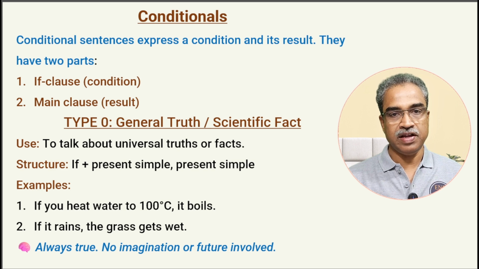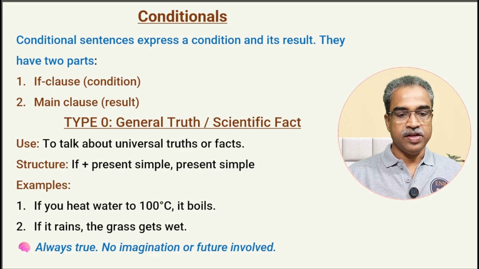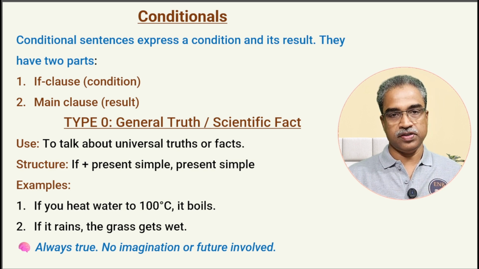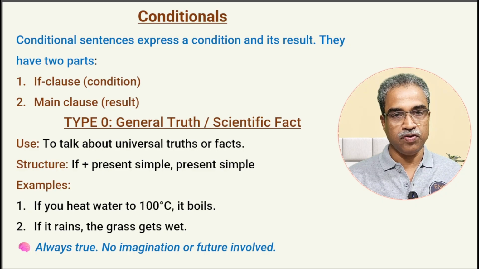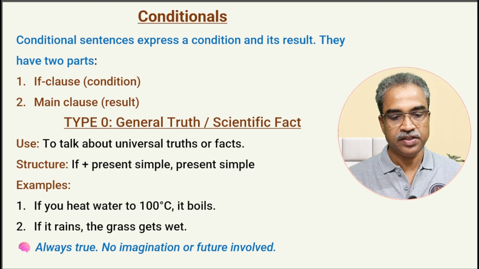In the examples, I will explain again. So we have two clauses. One is the if clause. The if clause is mostly going to be conditional clauses. If something happens, then something will be the result. That is the meaning. So let us see.